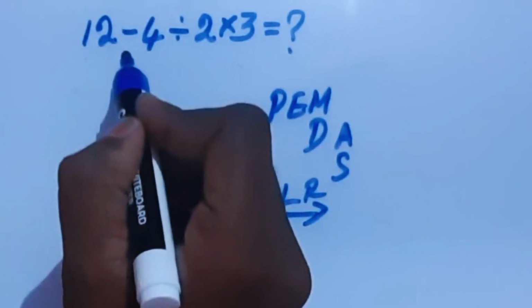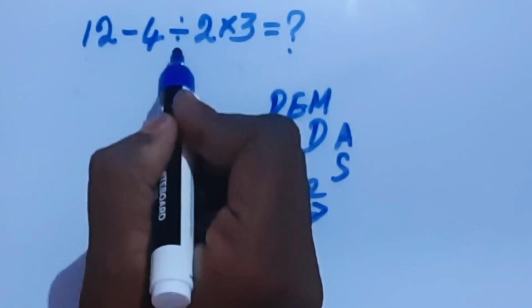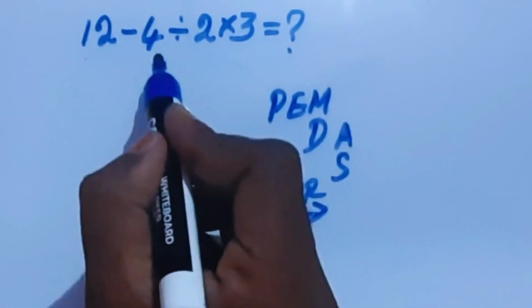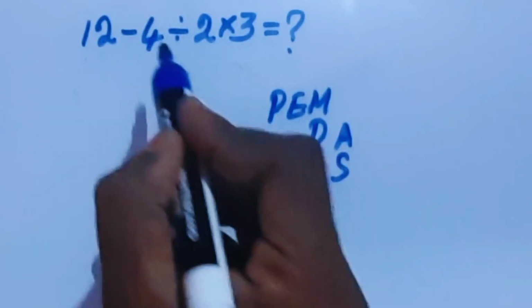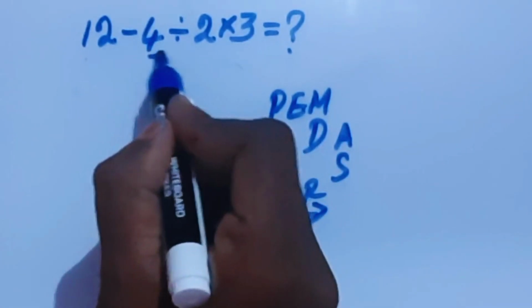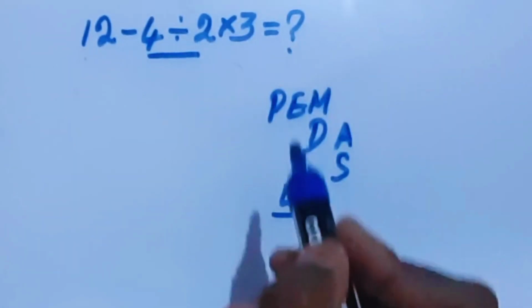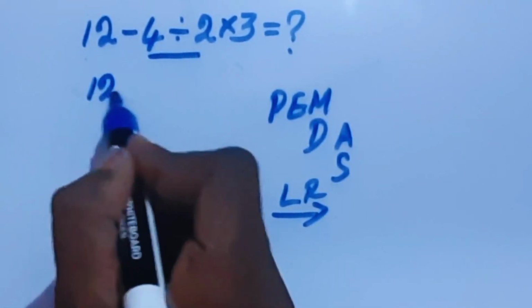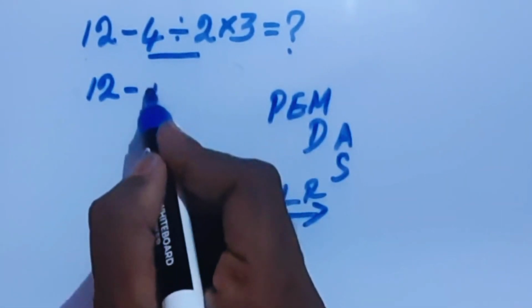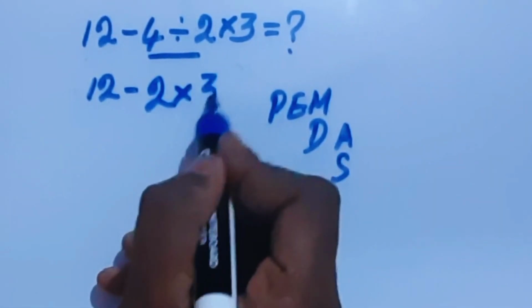The correct way of doing this problem is, here we have subtraction, division and multiplication. As per this order of operations, PEMDAS, we have to do this first. 12 minus this is 2 times 3.